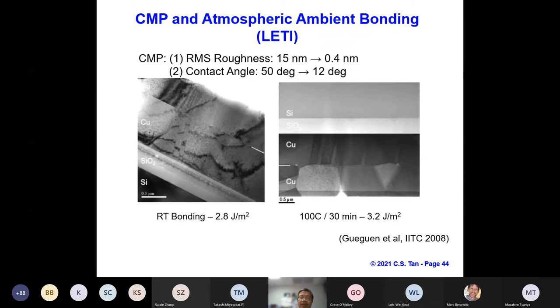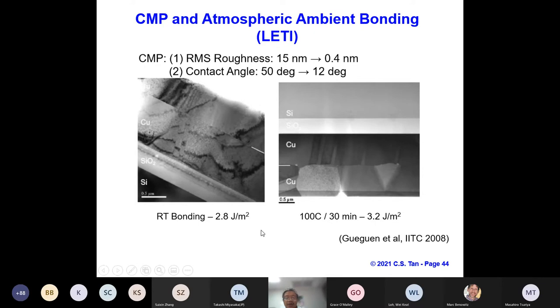Okay, the whole idea behind this work is that at the end of your CMP process, they have shown that if you're able to condition the surface in the right condition, then the copper to copper surface essentially can bond even at room temperature, right? And the bond strength can be enhanced if you go through a short annealing cycle. As you can see, the bond strength has improved from 2.8 to 3.2 in this case.